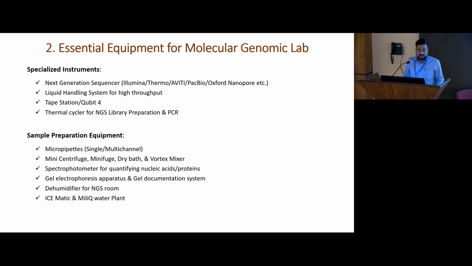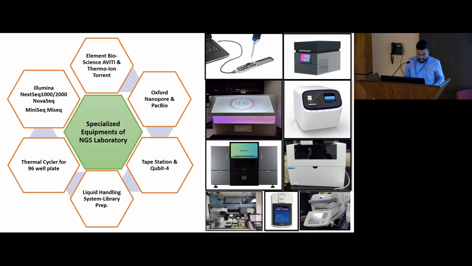A thermal cycler is required for NGS preparations and PCR, so you have to have this thermal cycler in your setup. In case of high humidity in the NGS room, you have to analyze that. If the humidity is more than 60%, then you have to have a dehumidifier in your setup. Sample preparation equipment starts from micropipettes and mini centrifuges. So these are the instruments required in the NGS laboratory.